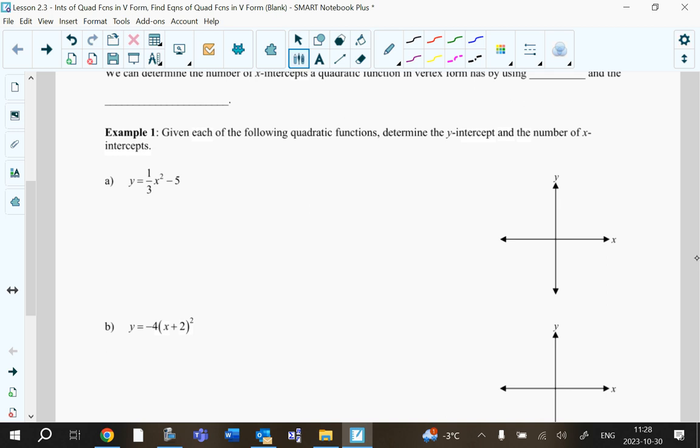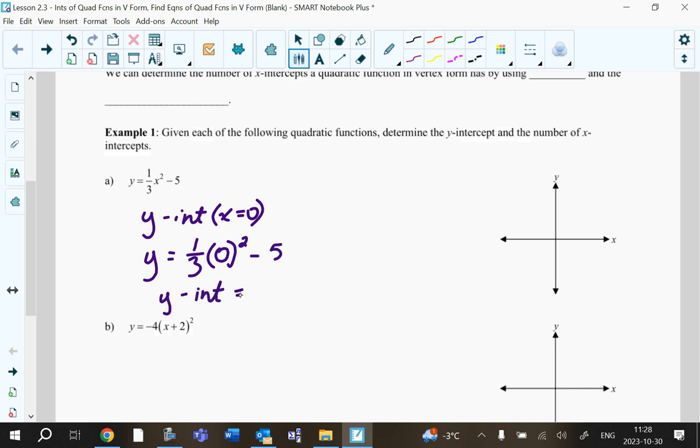Well, you guys said for the y-intercept, we make x equal to 0, right? So we take the equation, we plug 0 in for x, and we calculate y, and what do we get as the y-intercept in this one? Negative 5, good.